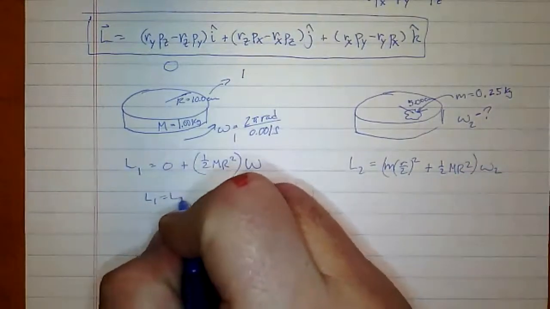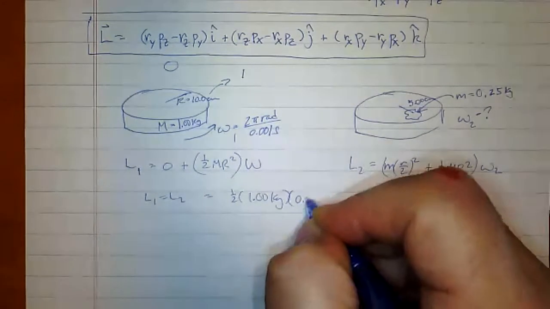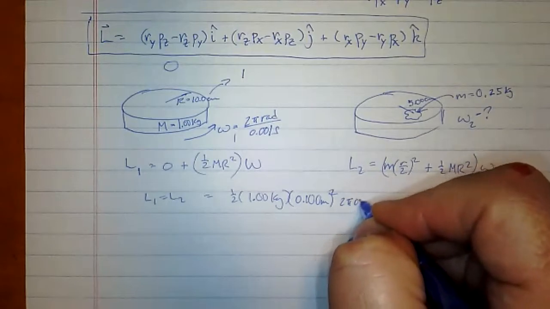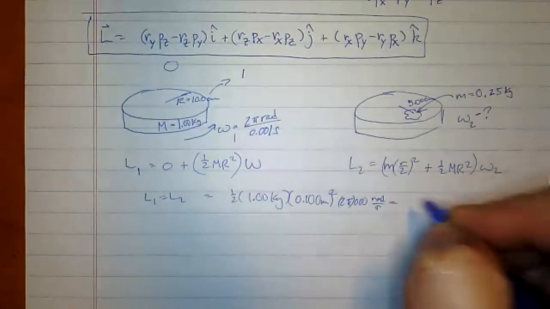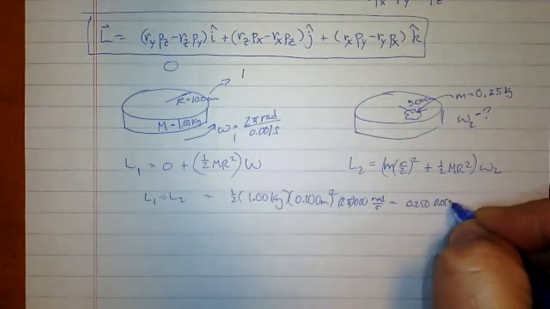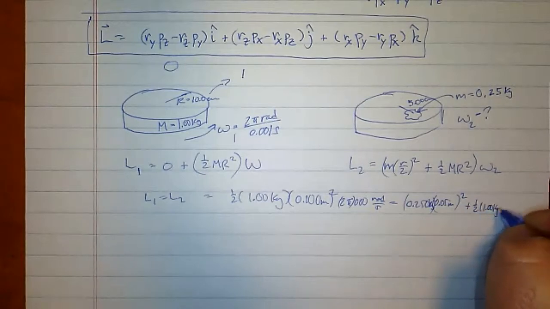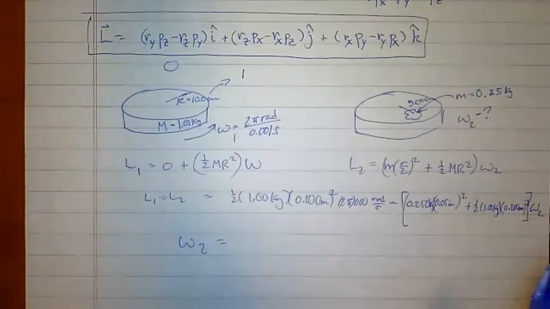So now I can say L1 is equal to L2. I get 1/2 of 1.00 kilograms, I'm going to put in the numbers here and just solve it, 0.100 meters squared times 2 pi times 1,000 radians per second, is equal to, in this case, 0.250 kilograms times 0.05 meters squared, plus 1/2 of 1.00 kilograms, 0.100 meters squared, times omega 2. So omega 2 is going to be equal to, I'll figure out this stuff first.